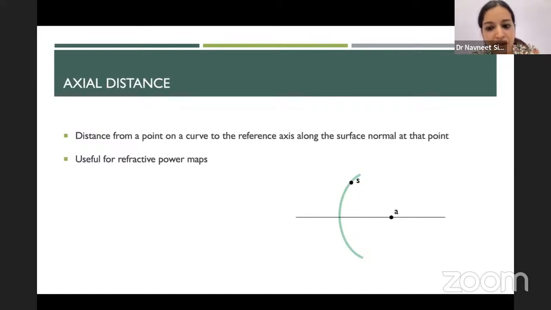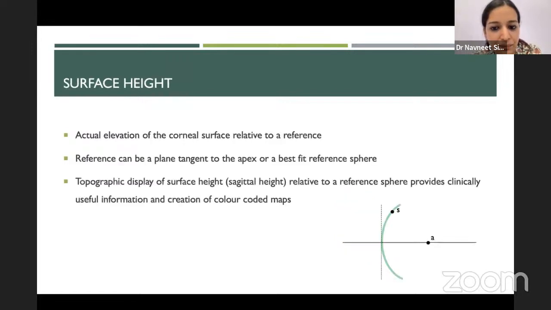Axial distance. Supposedly this is the surface of the cornea denoted by the green line, and there is a fixed point S on the surface of the cornea. So the light rays which are entering through that point S onto a point A, which is the reference axis along the normal of the cornea, this is known as the axial distance. This is usually important for refractive power maps, since the image formed at this point, when the light rays cross through this point, will be measured onto the refractive power maps.